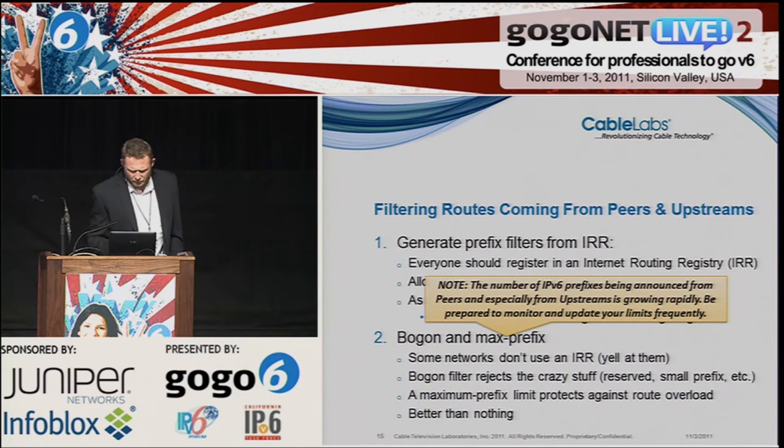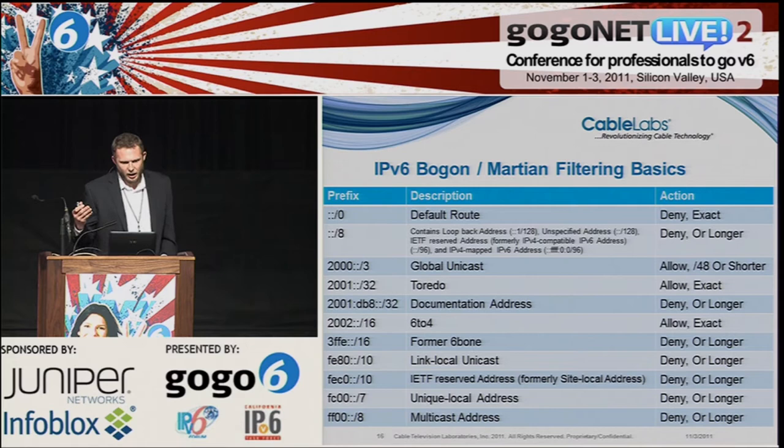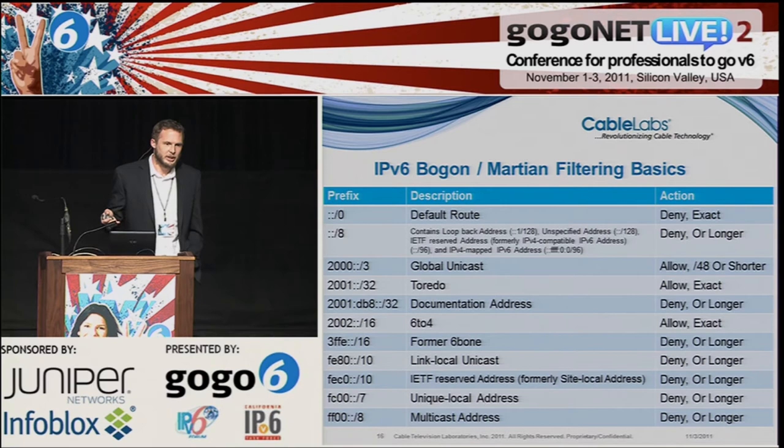So looking at the IPv6 bogons and Martians, this is kind of a list. Obviously, there's more to it than this. There's other IETF reserved addresses. There's other things that you might want to consider. These are most of the ones that either are in use currently or have been in use in the past, and so could be active routes that you might actually see in the wild. Obviously, 2000::/3 is the global unicast space, and so you're going to want to allow that. The rest of these are pretty much denies.